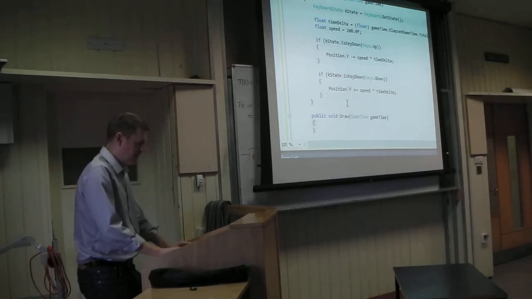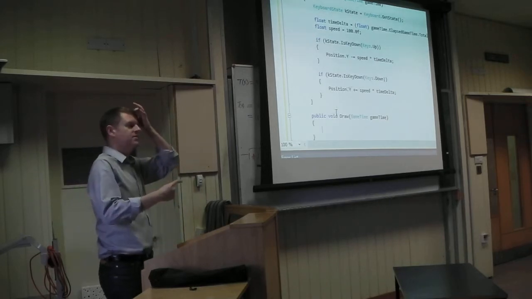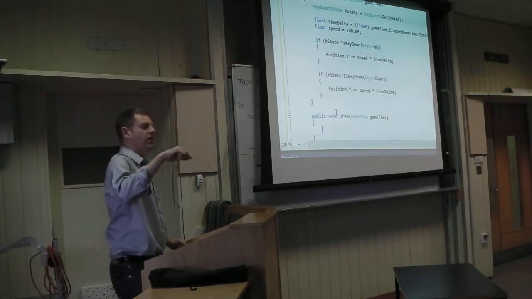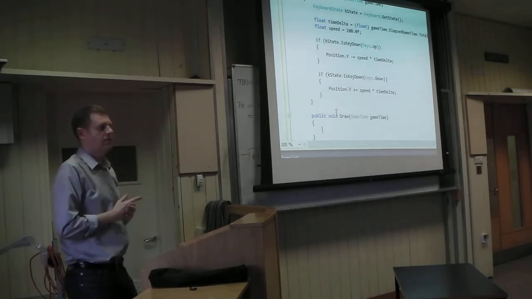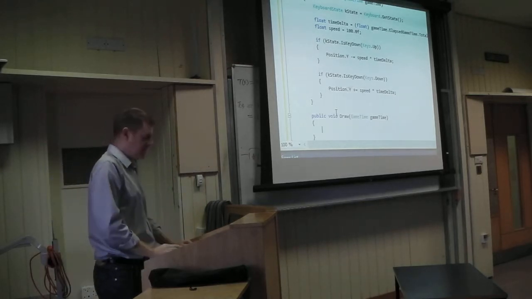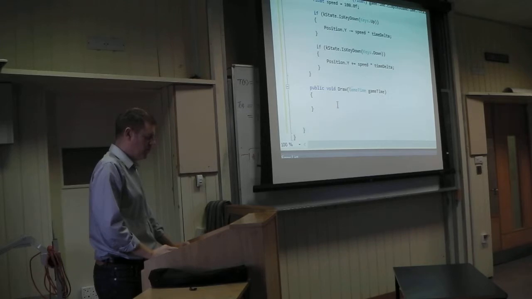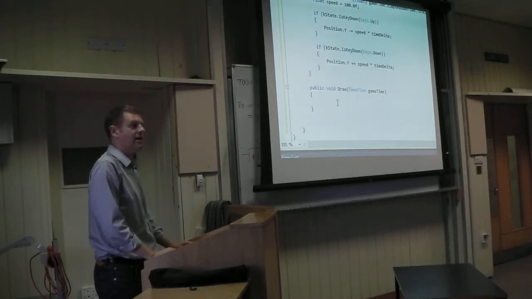Now, if you remember from yesterday, to draw it, we have to call spriteBatch.Begin. You call the drawing code, and then you go spriteBatch.End. So that's how you draw stuff. But in this example, I'm going to get the Game1 to call spriteBatch.Begin and spriteBatch.End. So the tank is just going to draw itself.